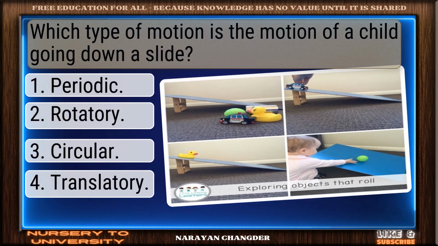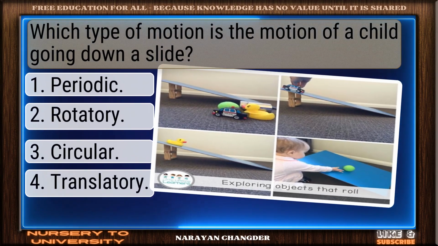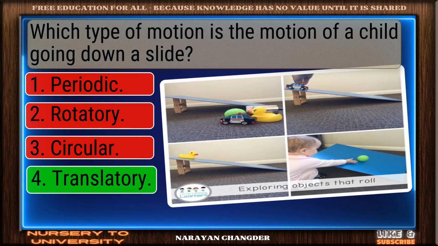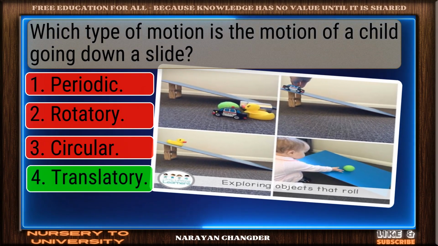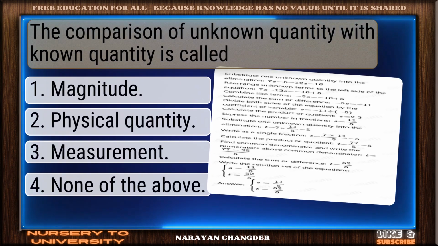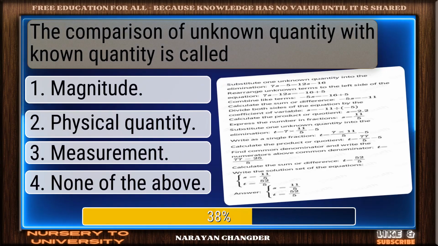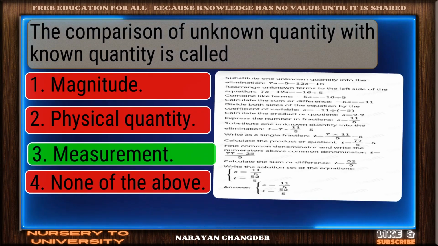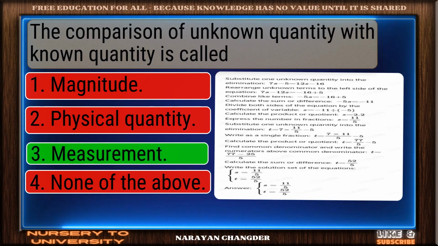Which type of motion is the motion of a child going down a slide? Great thinking. Translatory is the right choice. The comparison of unknown quantity with known quantity is called. Nice work. You chose measurement, and it is correct.